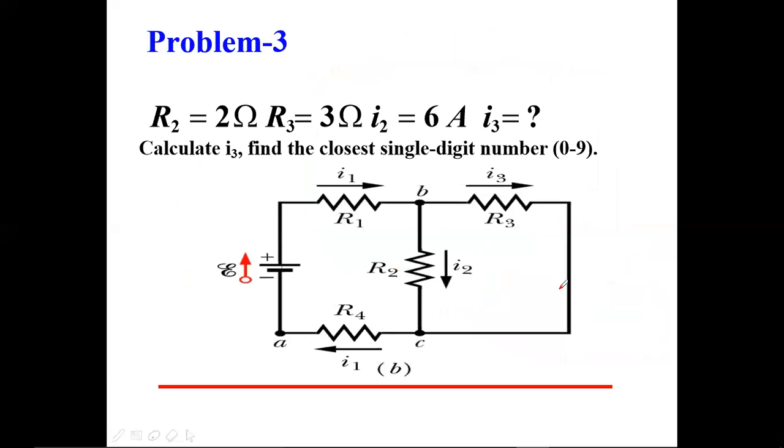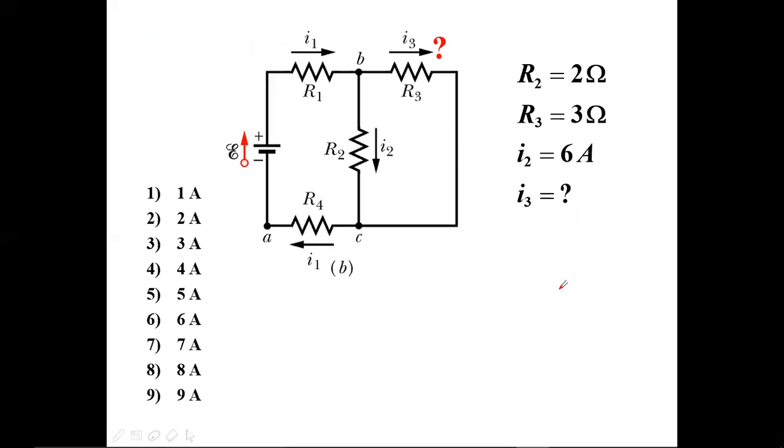Next, problem number 3. In this problem, he wants to know the current. For that, R2 is equal to 2 ohms, and R3 is equal to 3 ohms. I2 is equal to 6 amps. What is the I3 value? Calculate IT. Let me put those values. He gave the I2 value, which is 6 amps.